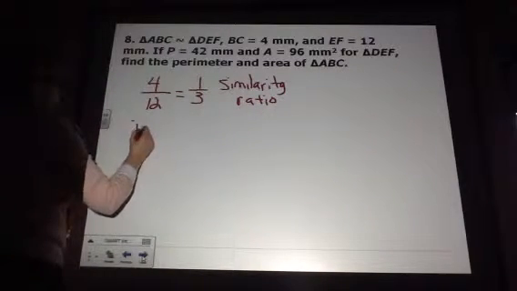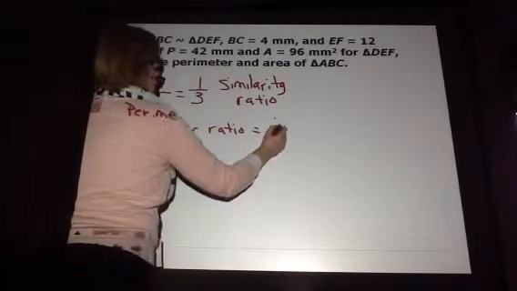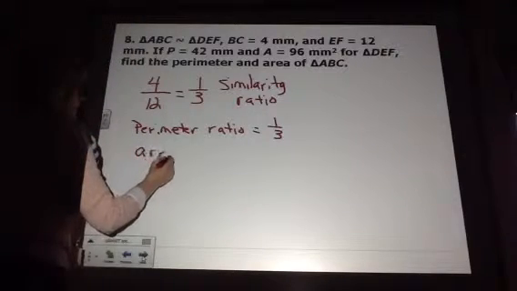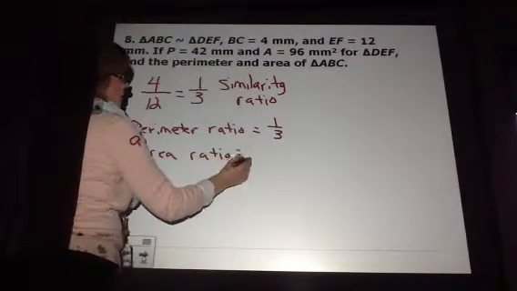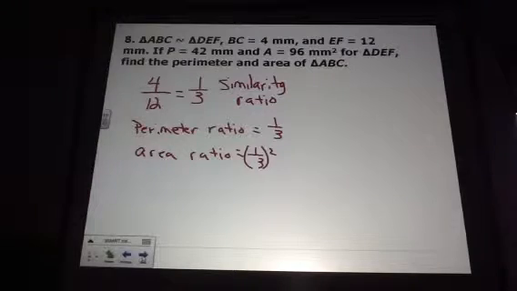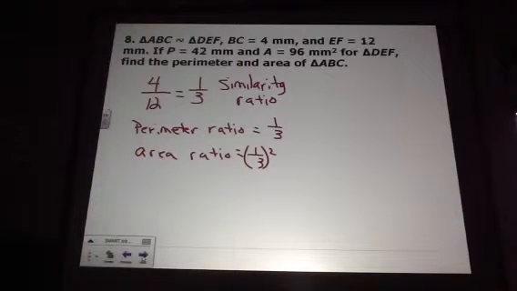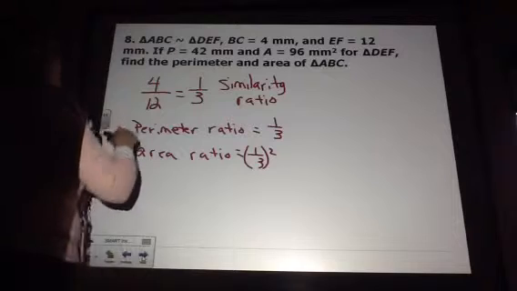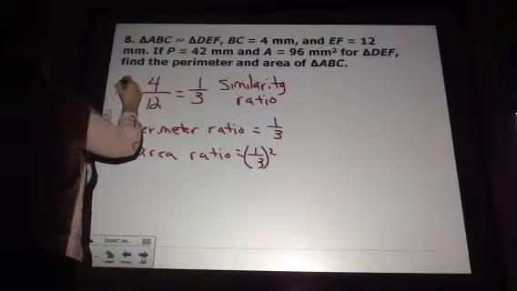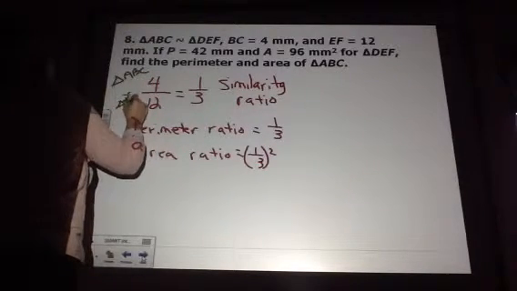So our perimeter ratio equals 1/3, and our area ratio equals our similarity ratio squared. Okay? So to find the perimeter, a little tricky here. Okay, so 4 represents the first triangle. This represents triangle ABC. This represents triangle DEF.